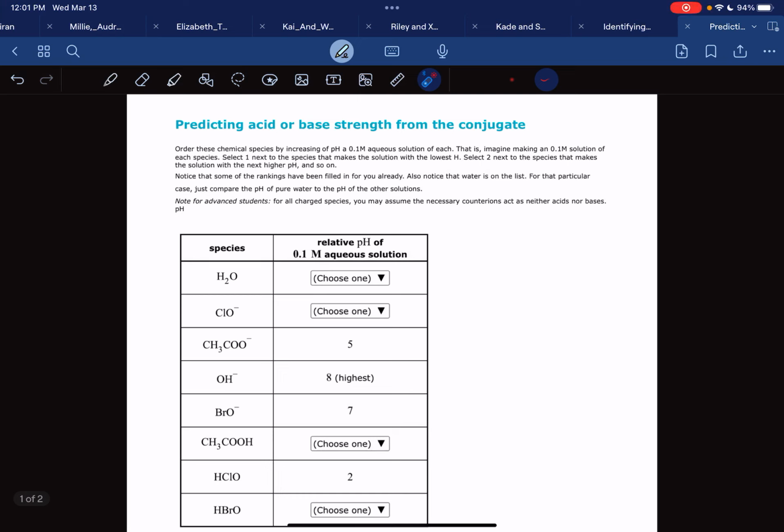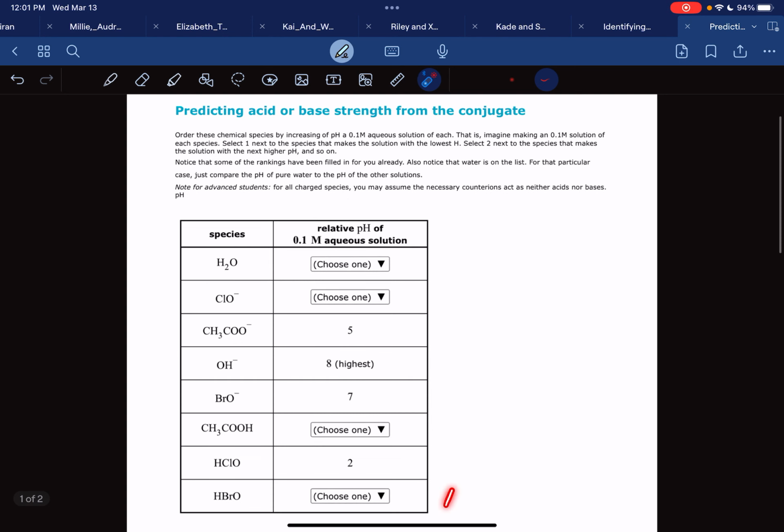So ranking things can kind of be tricky, especially when they're going back and forth between acids and bases. So in here, we're asked to rank the weakest base all the way to the highest. And remember, pH works kind of like this. The lower your pH, the stronger your acid. The higher your pH, the weaker your acid.